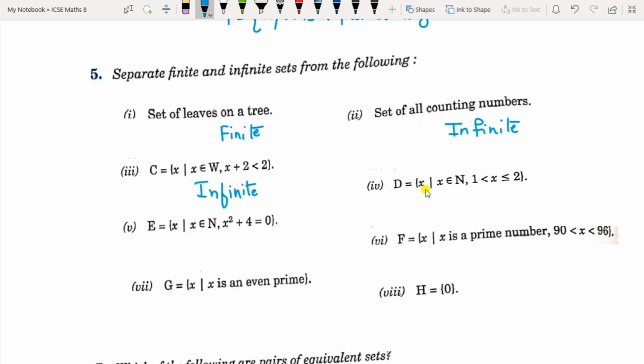D equal to x such that x belongs to natural number and it is from 1 to 2. Natural number from 1 to 2. Is there any natural number from 1 to 2? Yes, of course. They are asking 1 and 2, and less than 2 also and equal to 2. So it is 2 only. So yes, it is finite.